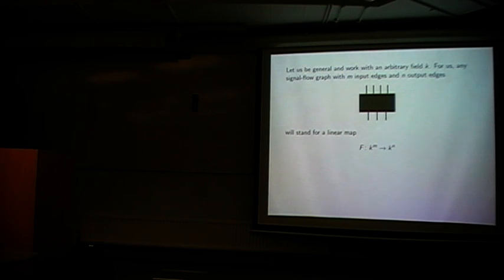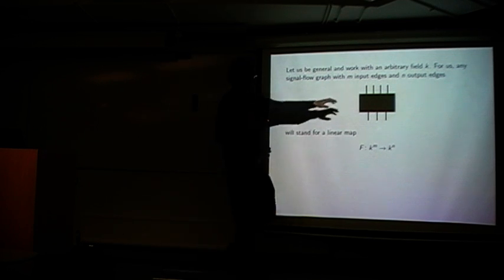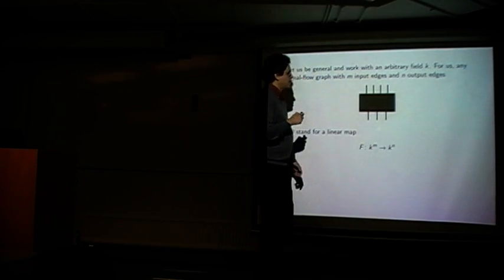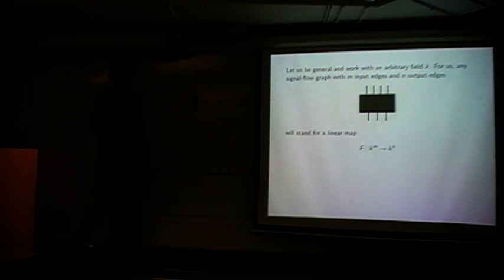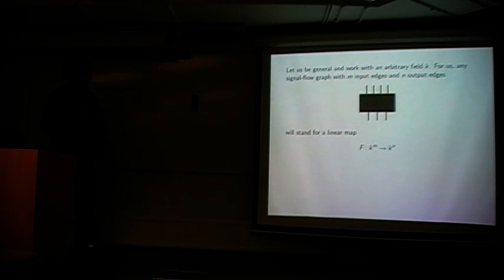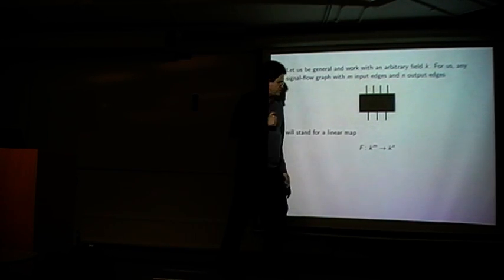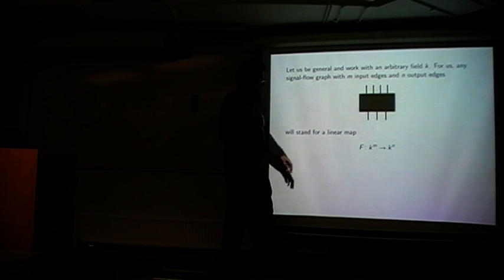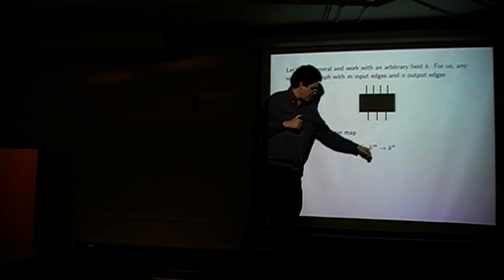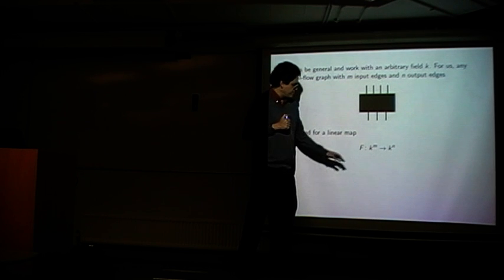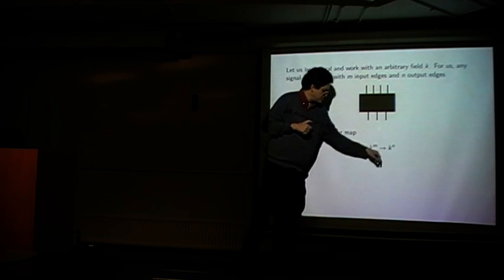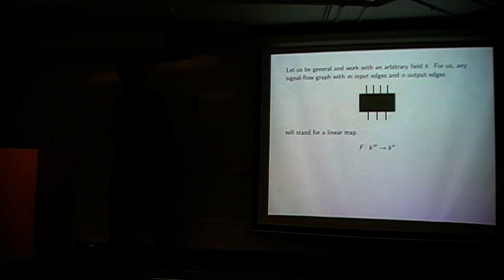But because I'm a mathematician, I can't resist being general. So let's just say we have any old field. Think of this as the rational functions in one variable. For us, a signal flow graph with some number of inputs and some number of outputs will mean a linear map from some vector space over that field to some other vector space over that field. So if we have m inputs, we have the m-dimensional vector space as the input of this linear map, and for n outputs we map to that field to the nth power.